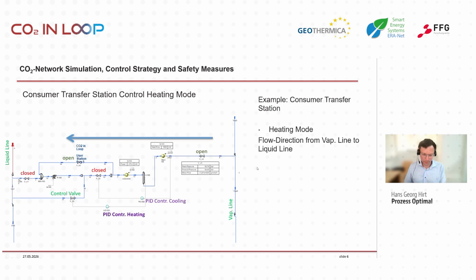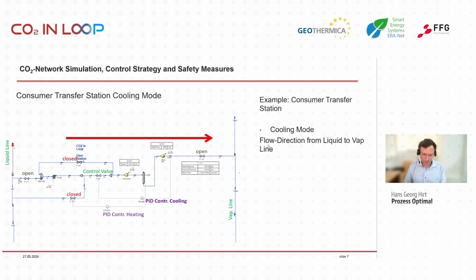And in the other direction, where the heat transfer station is operating in cooling mode, you're opening a valve to the liquid line and pumping liquid CO2 to your heat exchangers, and the PID controller again controls the flow of the CO2, and superheated CO2 is added to the vapor line.